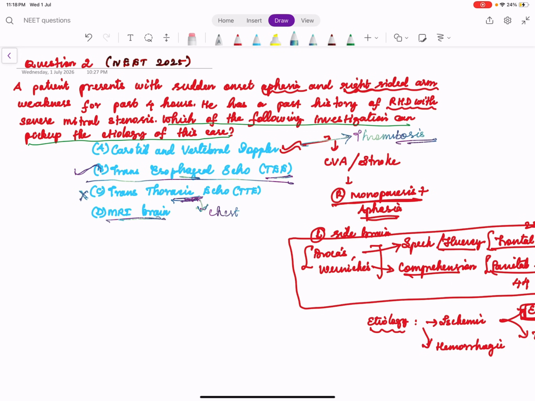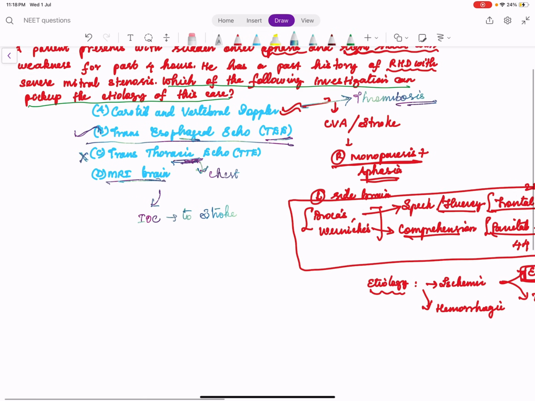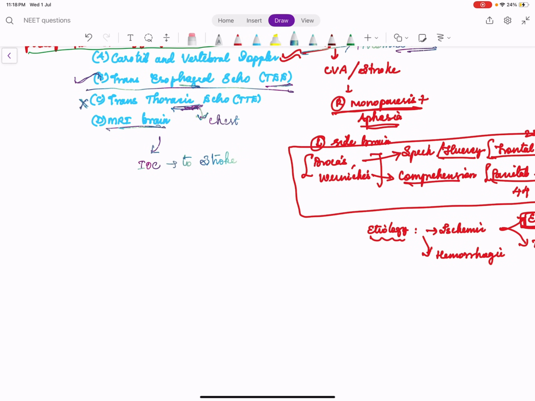MRA brain. Of course, MRA brain is the investigation of choice to pick up stroke. Whatever the type of stroke, ischemic or hemorrhagic, MRA is the investigation of choice, especially when the onset of stroke is less than 6 hours, because it can find out changes early. But if someone asks in NEET what the initial investigation of choice is, the better answer will be CT brain, because guidelines say we do not need MRA to decide on treatment of stroke.